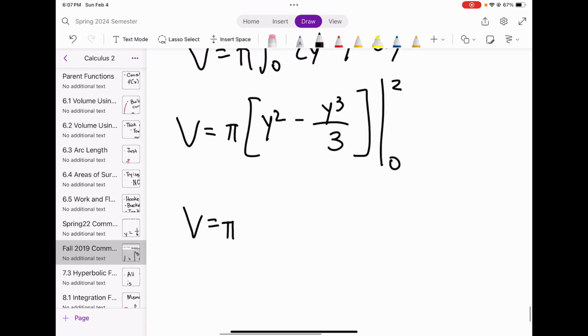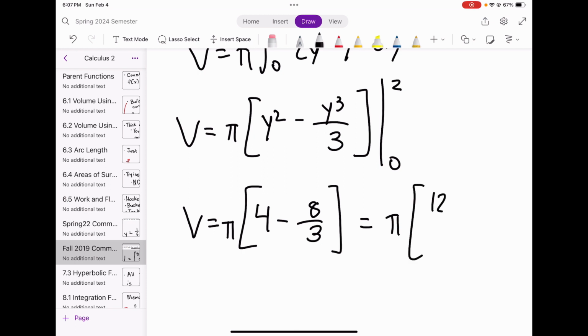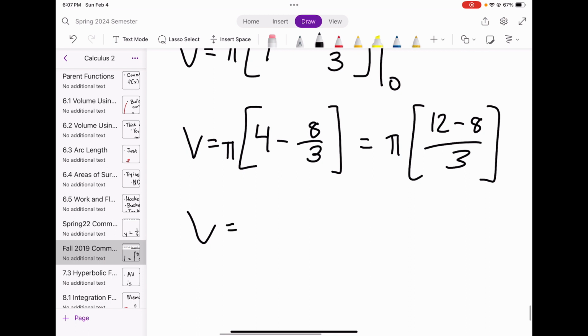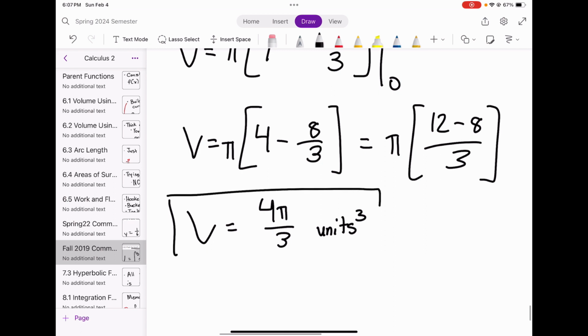V is equal to pi, and 0 plugged in is going to be 0. You're going to get 4 minus 8 over 3. So it's the same thing as pi times 12 minus 8 over 3. So V is equal to 4 pi over 3 units cubed. That's that.